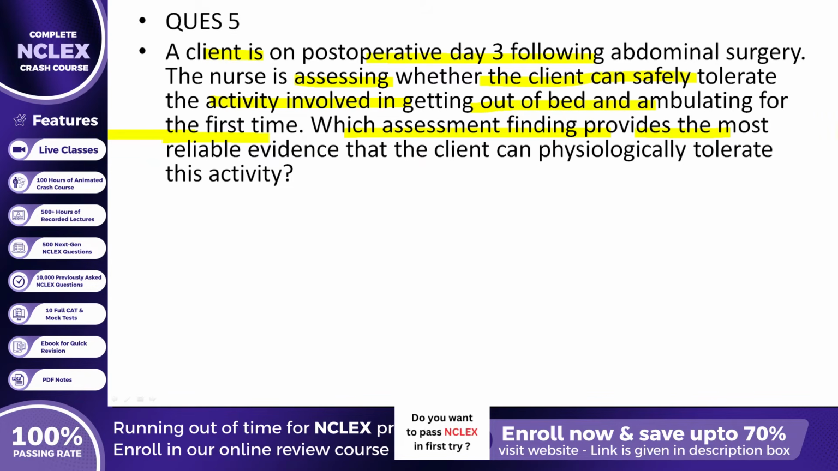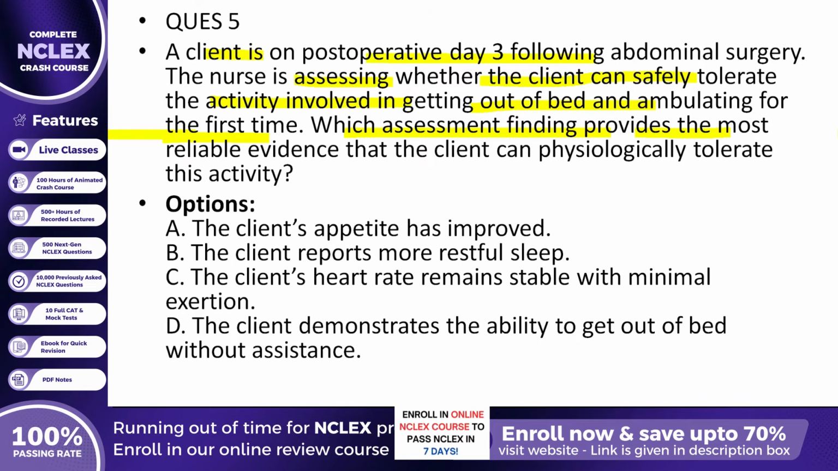Here are the choices. Option A suggests that the client's appetite has improved. Option B indicates the client reports more restful sleep. Option C points to the client's heart rate remaining stable with minimal exertion. And Option D emphasizes that the client demonstrates the ability to get out of bed without assistance. The correct response is Option C, the client's heart rate remains stable with minimal exertion.